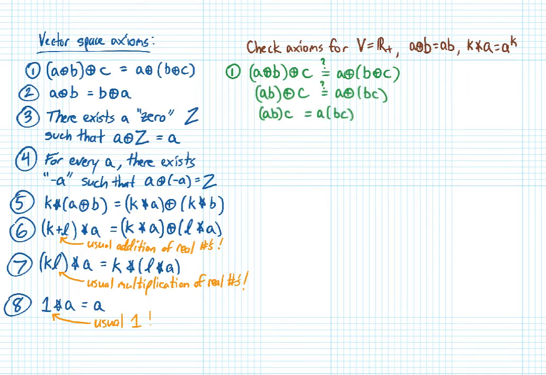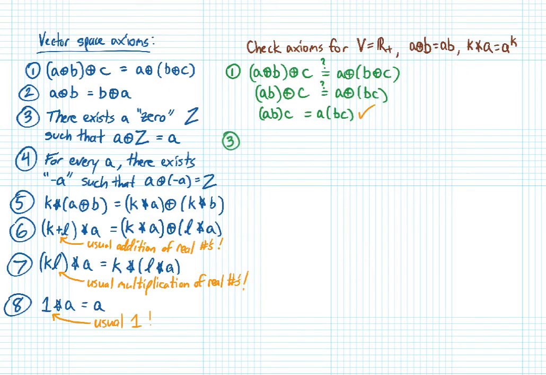And what you end up with is a times b times c versus a times b times c. So now we've expressed the equation in terms of ordinary arithmetic, and we know that this is true. And so that's it. That's how you verify axiom 1.